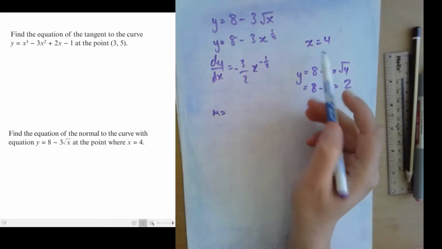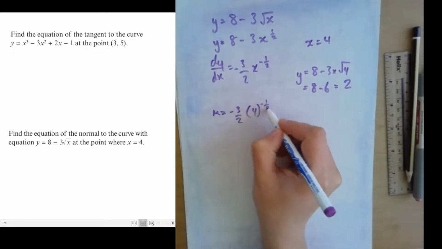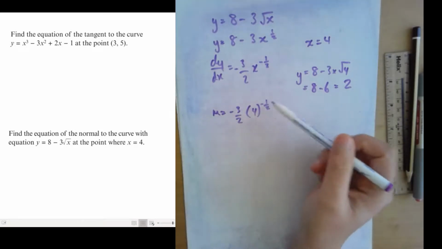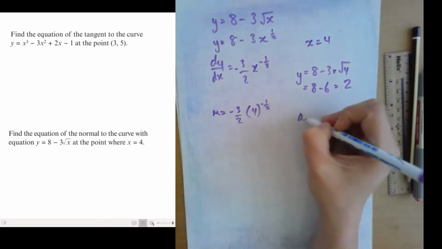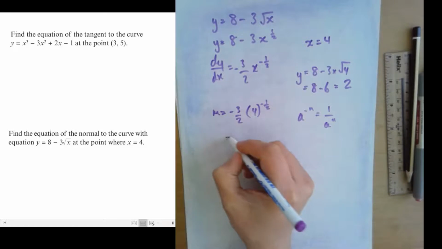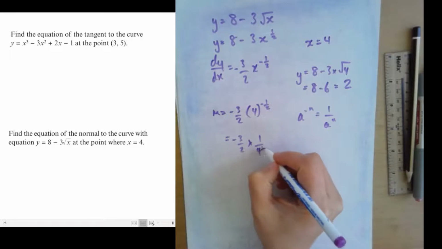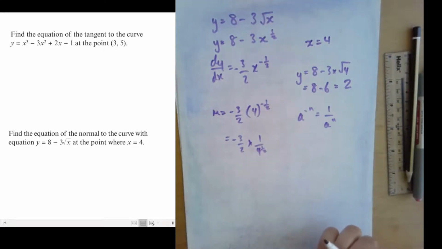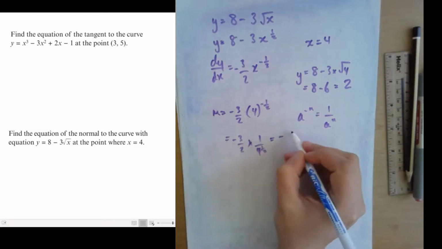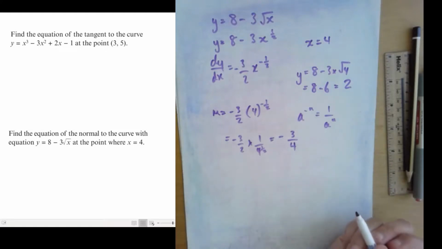So m when x equals 4, I've got minus 3 over 2 x to the negative half. You should remember from negative index numbers that a to the power of minus n is 1 over a to the power of n. That's all I need to do with this. So I've got negative 3 over 2 times 1 over 4 to the power of a half, okay? 4 to the power of a half is 2. So this is negative 3 over 2 times 1 over 2, which is negative 3 over 4. So it's that, okay? Sorry, I'm just whizzing through this right now, guys, because the audio doesn't work.